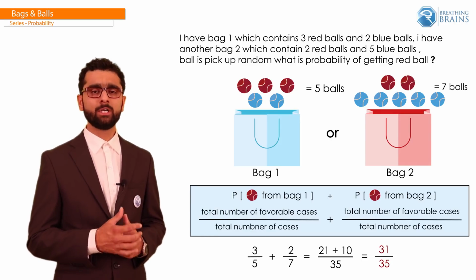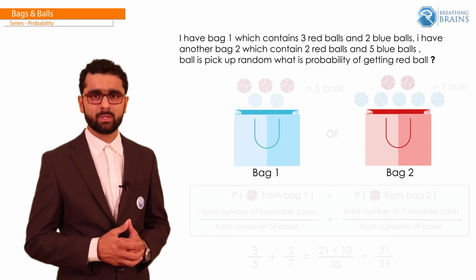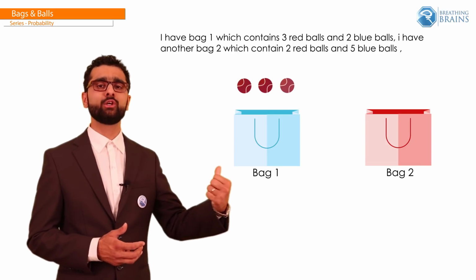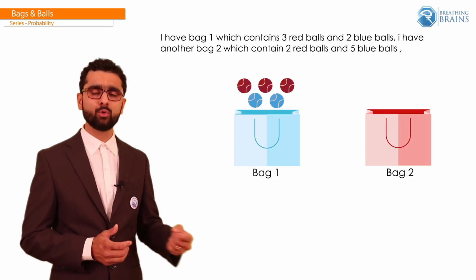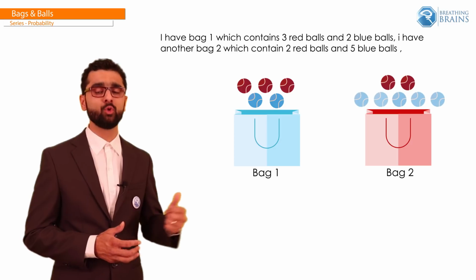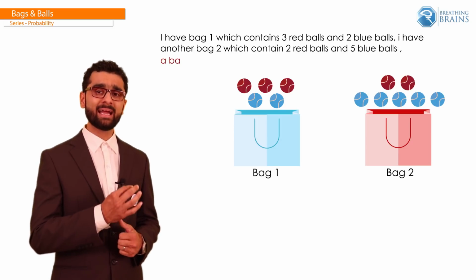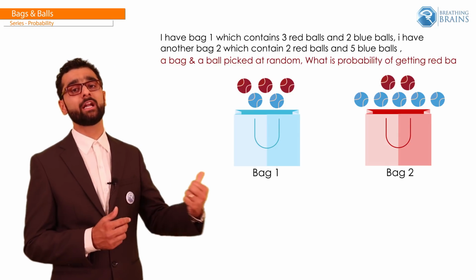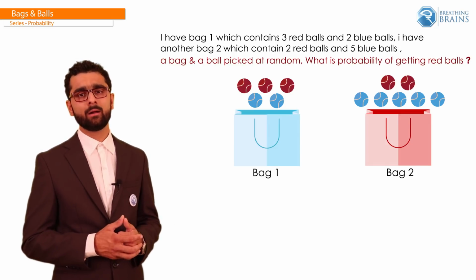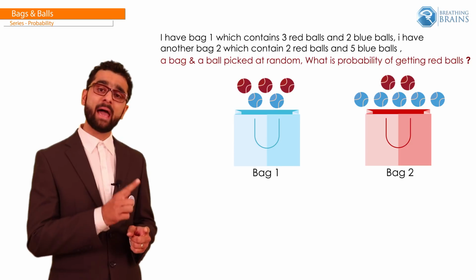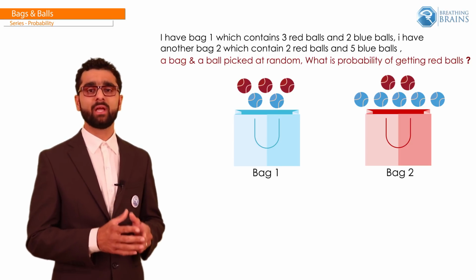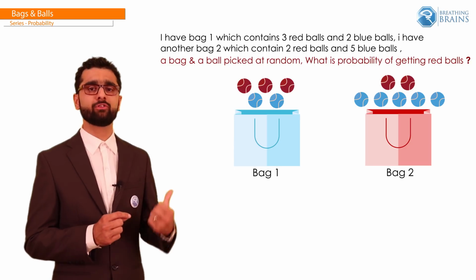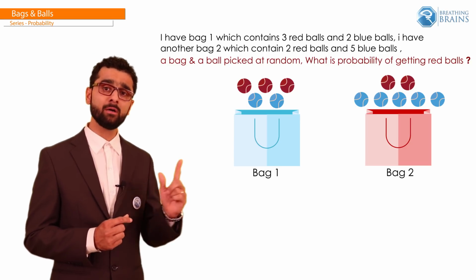Now, I will twist the question slightly. In the same question, where bag 1 has 3 red and 2 blue balls and bag 2 has 2 red and 5 blue balls, now a bag and a ball are picked at random. What is the probability of getting a red ball? Here, we are first picking up the bag and then the ball, and hence we need to factor in both the probabilities, the probability of the bag and the probability of the ball.